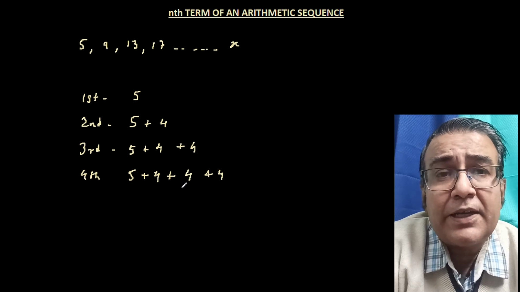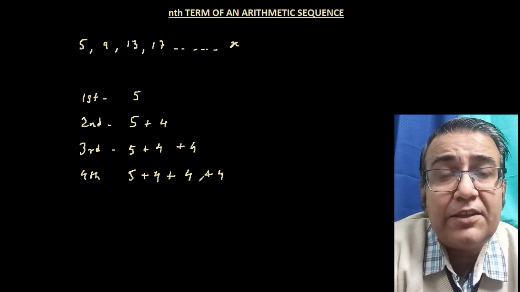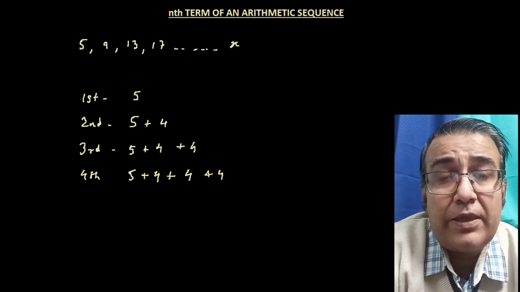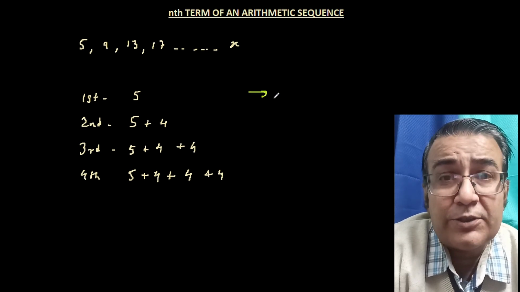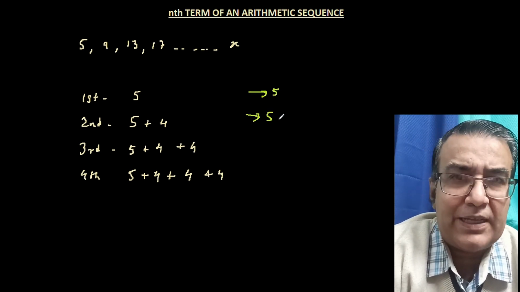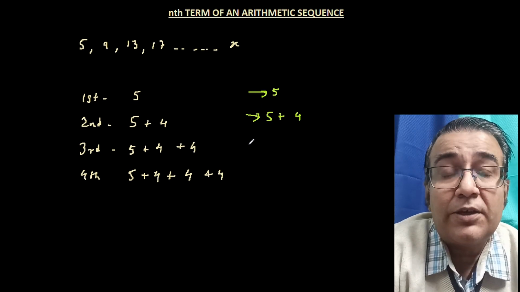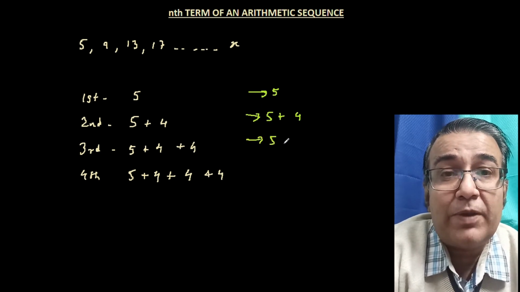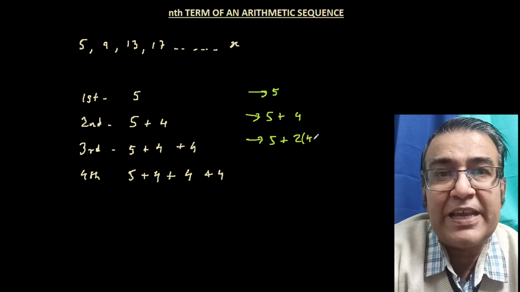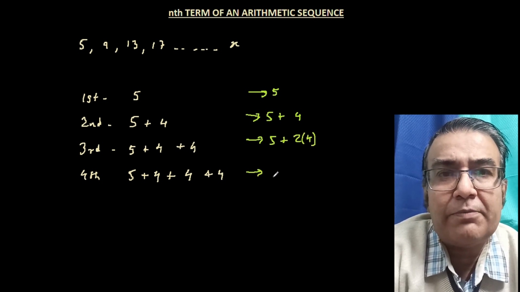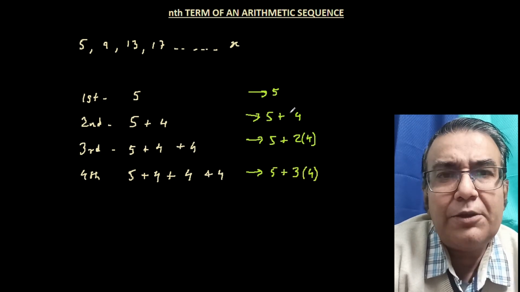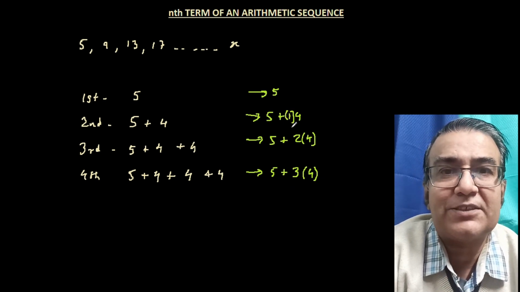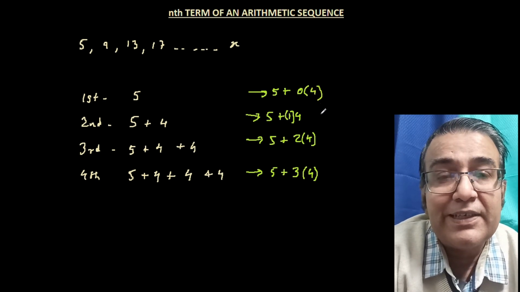Now if the pattern continues and we have to find the nth term, what exactly will the nth term be? Before writing the nth term, just break down this pattern a little. I can write the first term as 5. The second term can be written as 5 plus 4. The third term, I can write as 5 plus 2 times 4 because 4 is being added twice in it. And the fourth term can be written as 5 plus 3 times 4 because 4 is being added to it 3 times. And looking at the pattern now, I can replace this as 5 plus 1 times 4, and this first term can be written as 5 plus 0 times 4.